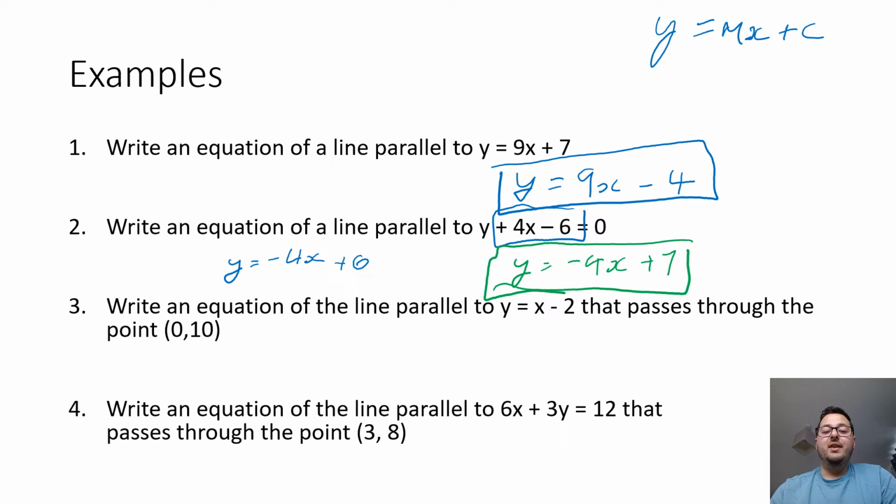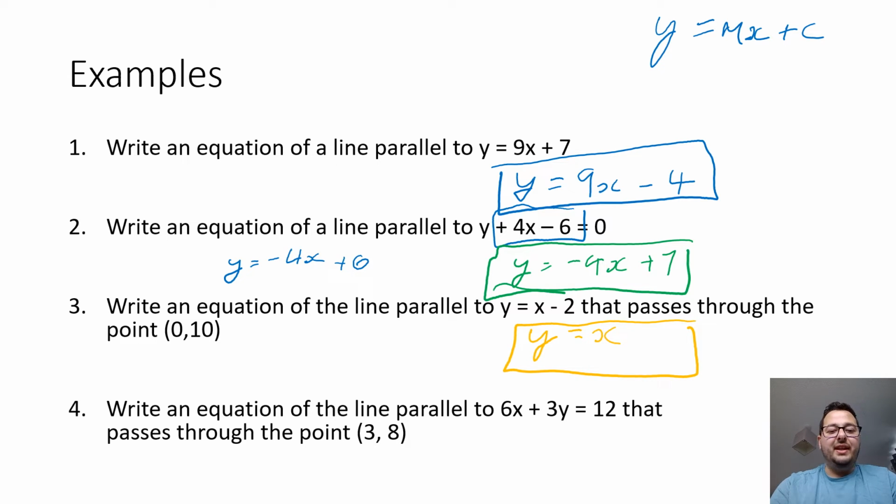Alright then, so number three, write an equation of the line parallel to y equals x minus 2 that passes through the point 0, 10. Okay, so this isn't saying any line parallel to y equals x minus 2, it's saying this specific line. So if we know it's parallel, we know the gradient's going to be 1, so our answer is going to look like y equals x and something else. So let's leave a gap for that something else.